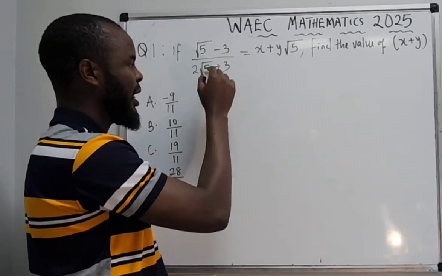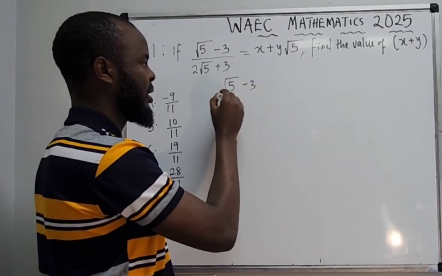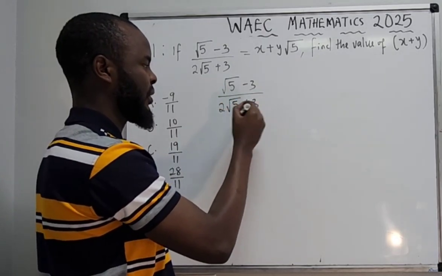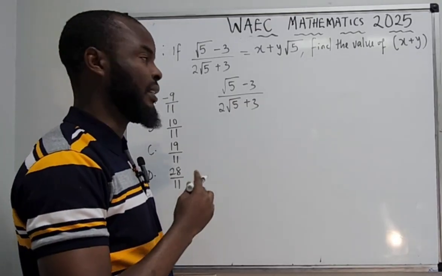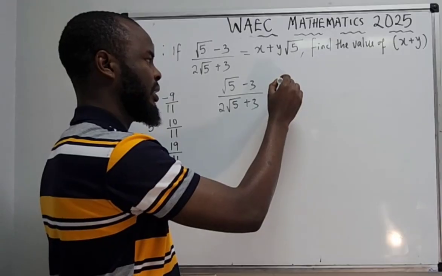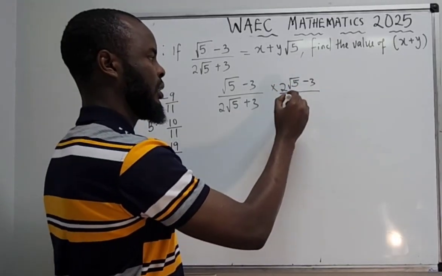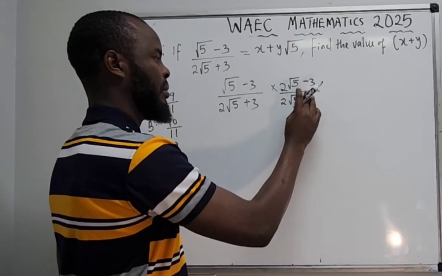Now, to do that, we have the left-hand side giving us square root of 5 minus 3 over 2 root 5 plus 3. If you have something like this in surd, what you have to do is to rationalize. And by rationalizing, this is going to be multiplied by 2 root 5 minus 3 over 2 root 5 minus 3.